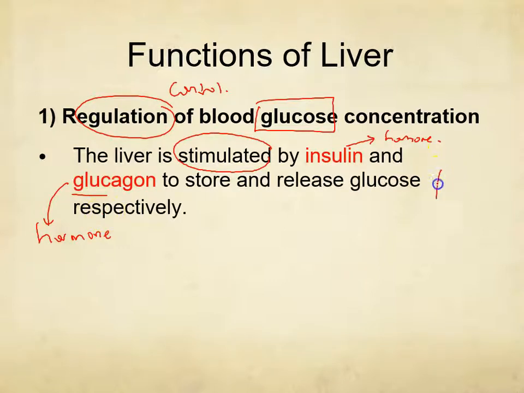So if this is your liver, let's say insulin is represented by capital I and glucagon is represented by capital G. The moment the liver receives insulin, there will be a response within the liver. If the liver receives glucagon, there will be a different type of response for glucagon. So the liver is basically reacting or responding or being activated by the presence of these two hormones. And these two hormones help to control the glucose concentration in our blood.